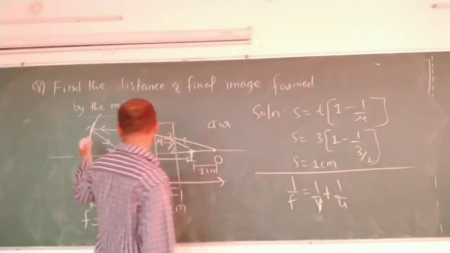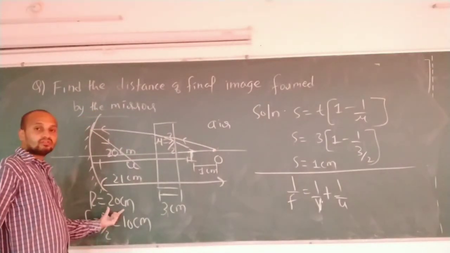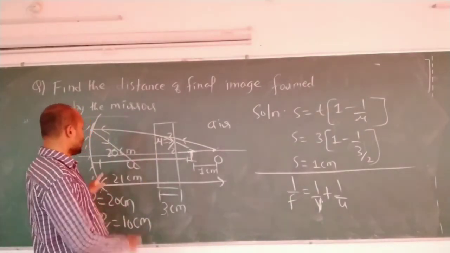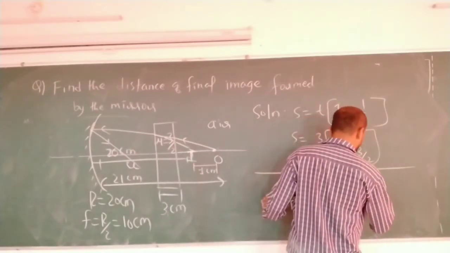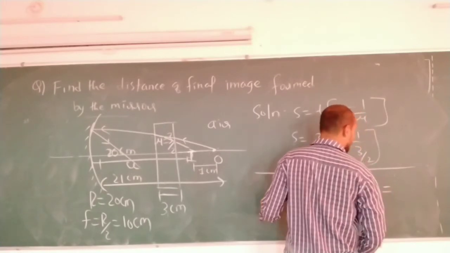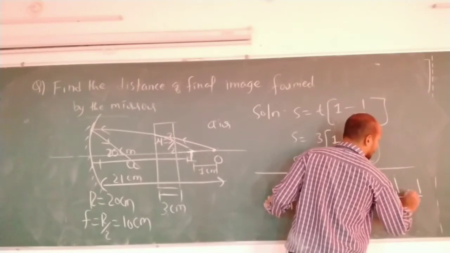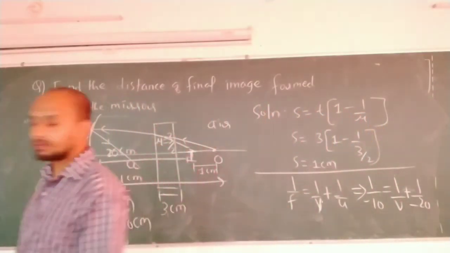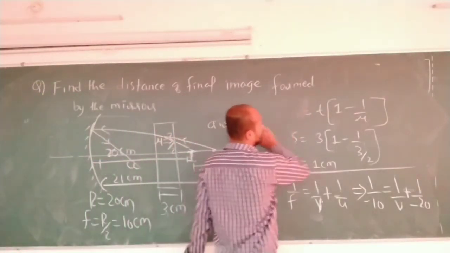If I take this direction as the negative side, then focal length is negative, radius of curvature is negative, and object distance will be negative. What is the object distance? Minus 20 centimeters. So this will be equal to what? 1 by minus 10 will be equal to 1 by V plus 1 by minus 20. So, see here.